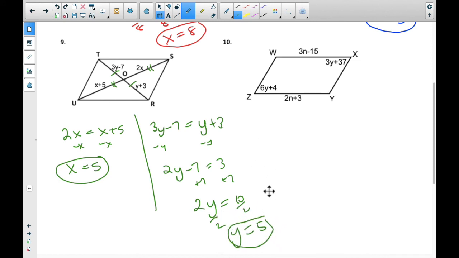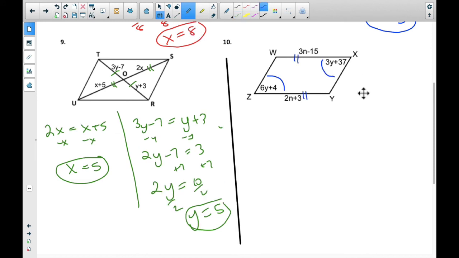And if I plug those back in, they should come out to equal each other. So like 5 plus 3 is 8, and 15 minus 7 is 8. That works. 5 plus 5 is 10. 2 times 5 is 10. That works also.